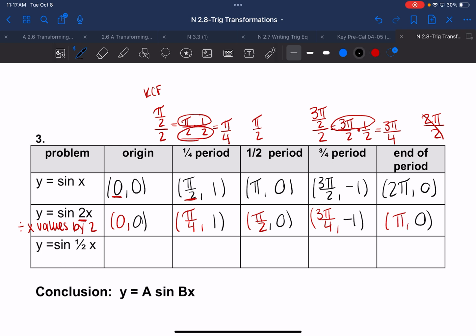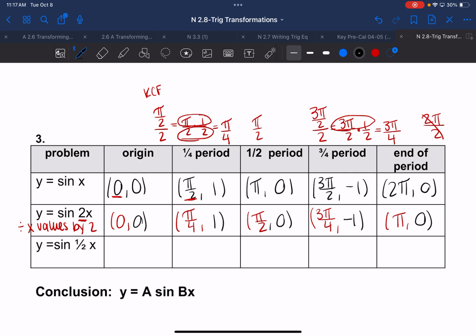Okay, so before, my graph went all the way from 0 to 2 pi. But now my last point is at pi, right? So that would mean I need to take all 5 of these points and smush them closer together. Because now my graph has to stop by the time I get here. So this point is going to scoot over. This point is going to scoot over. This point is going to scoot over. And this one is going to scoot all the way over to here at pi.